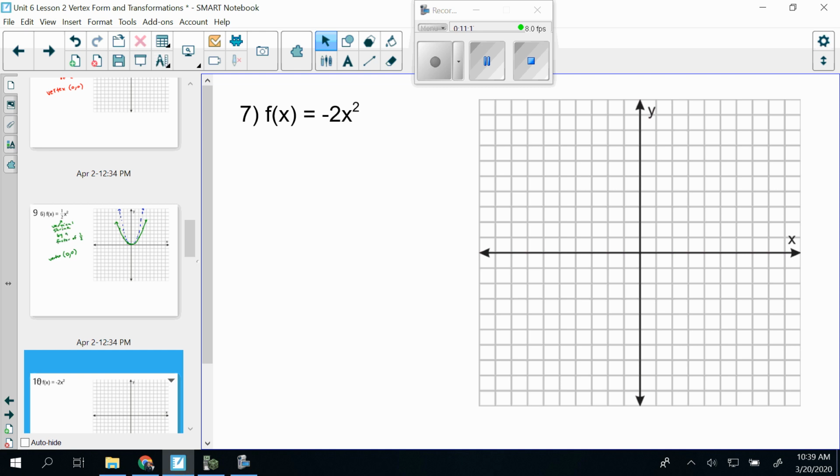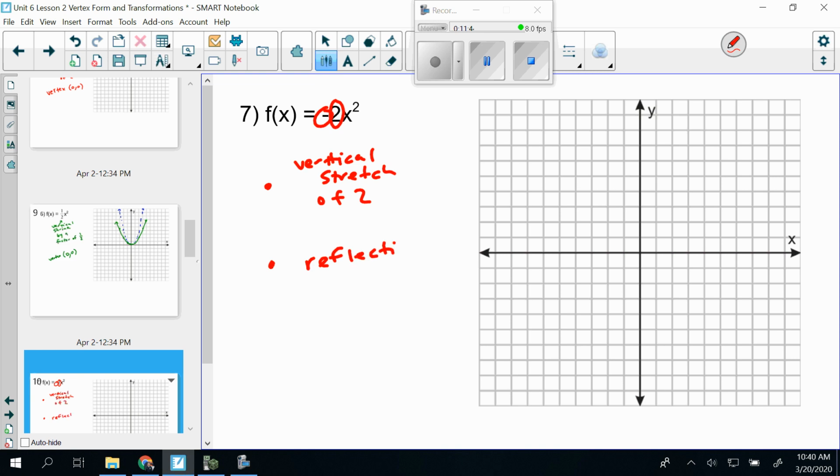Okay, next one. Again, this is outside the function, so we got something going on outside. So we have the 2 here, which is going to do a vertical stretch of 2. But then we got something new going on. We also have a negative sign. And when you have a negative, that's going to be a reflection vertically, because anything outside is going to be vertical in nature.